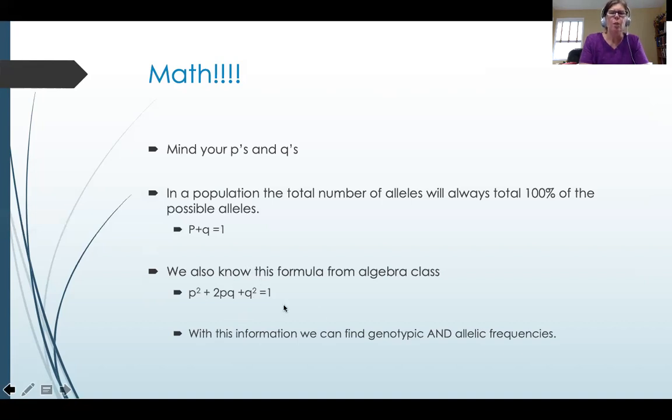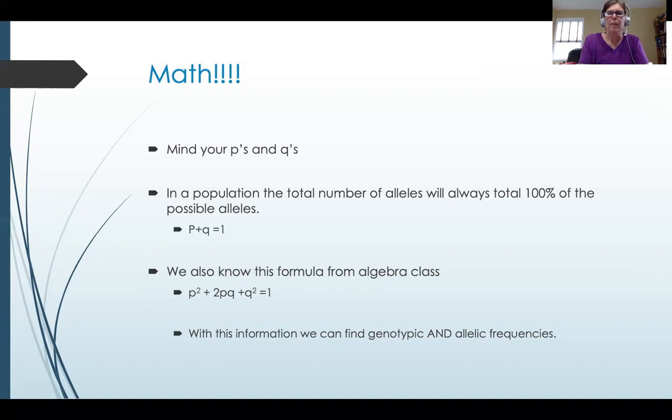So what do these terms, P squared plus 2PQ plus Q squared, total up to? Your whole population. What we're saying here is our homozygous dominant plus our heterozygous plus our homozygous recessive will equal 1. You shouldn't have any other genotypes because you only have big A, big A, big A, little a, or little a, little a, or something's really going on weird.